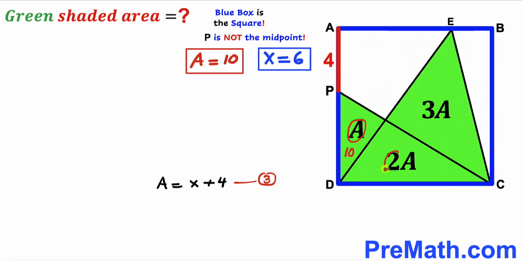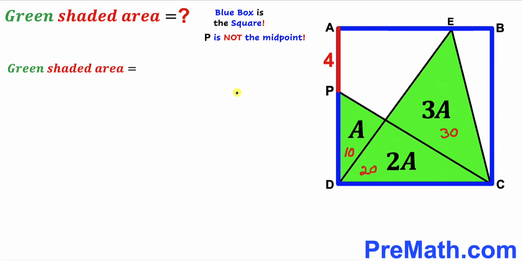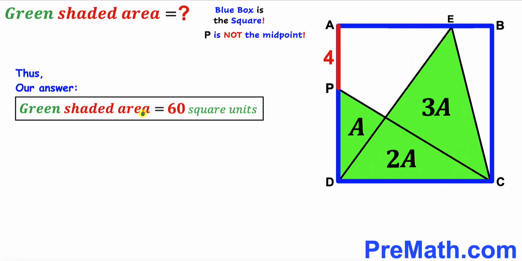The area of this triangle is 2 times A, which is 2 times 10, going to give us 20. And finally for this triangle, we got the area 3 times A, which means 3 times 10, going to give us 30. And here's our final step. Now we can calculate the area of this whole green shaded region by just combining all these numbers. 10 plus 20 plus 30 is going to give us 60 square units, the area of this green shaded region. So thus after all the calculations and manipulations, the area of this green shaded region turns out to be 60 square units. And that's our final answer.